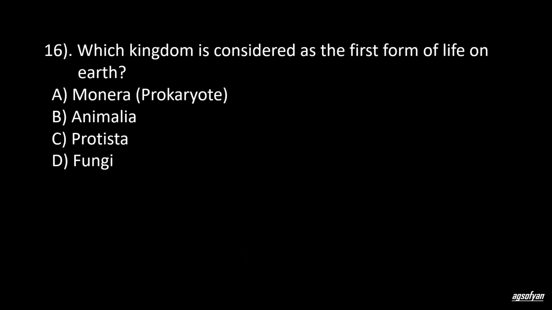Which kingdom is considered the first form of life on Earth? Monera or prokaryote, Animalia, Protista, or fungi? Of course, the first form of life will be a one-cell organism, which is prokaryote, like bacteria. So the answer will be Monera or prokaryote.